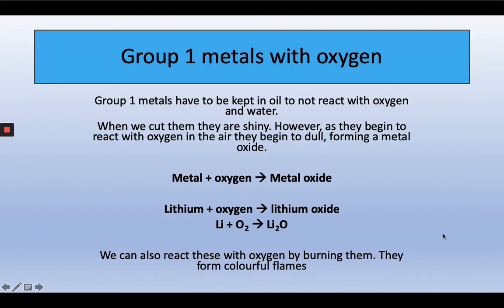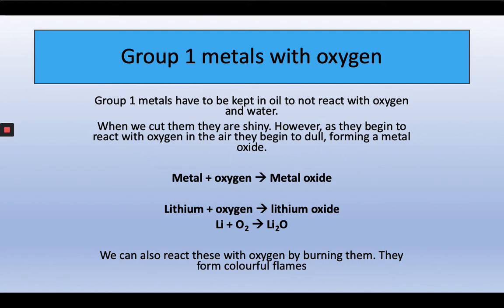So these group 1 metals with oxygen, let's have a look at a few others. Group 1 is found on the left-hand side of the periodic table at the beginning. And these have to be kept in oil, so they don't react with oxygen and water because they're so reactive. If they're exposed to oxygen, just in the air, or exposed to water, they react quite quickly, depending on where they're positioned in the periodic table. So they have to be kept under oil, and that just stops them reacting with anything.